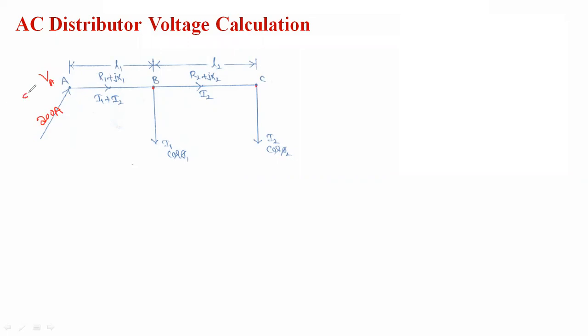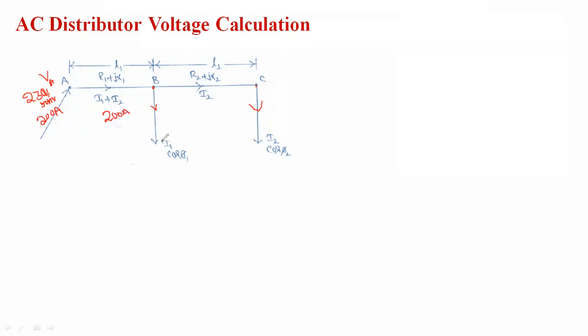For example, you can take 230 volt, single phase, and the load is 200 ampere. The two distributors are connected in series. Here some amount of the voltage is dropped, and here the remaining voltage is flowing. Here I1 plus I2, the total current, is 200 amps.